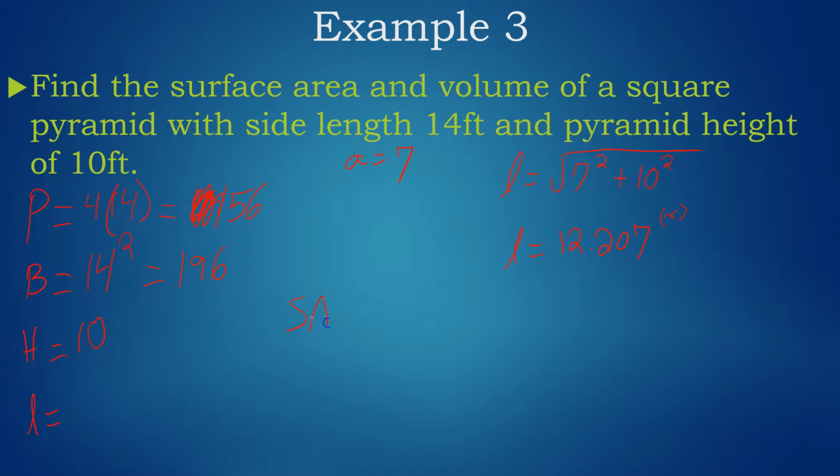So your surface area is 1/2 the perimeter times the slant height plus the area of the base. So again, you want to put that all in one step in your calculator. So 1/2 times 56 times the variable for L plus 196 all in one step. Hit enter.